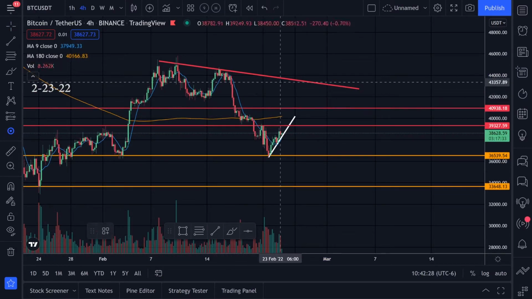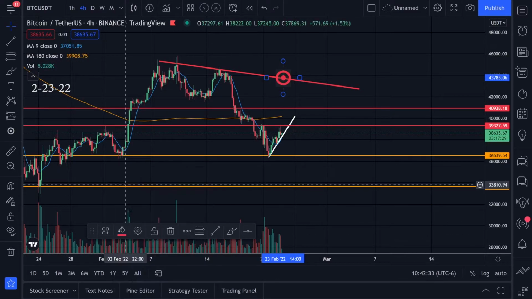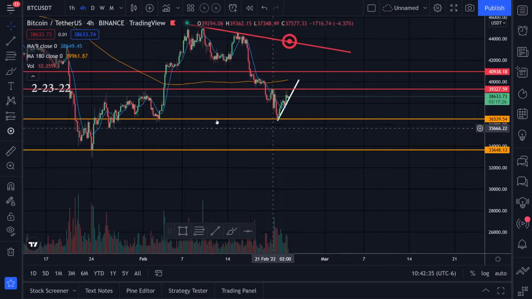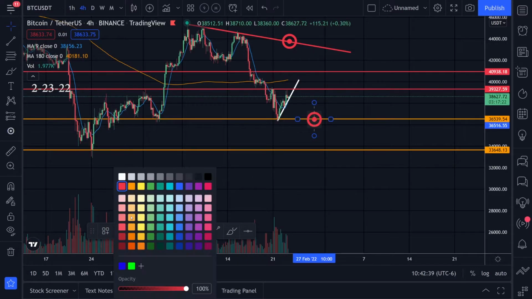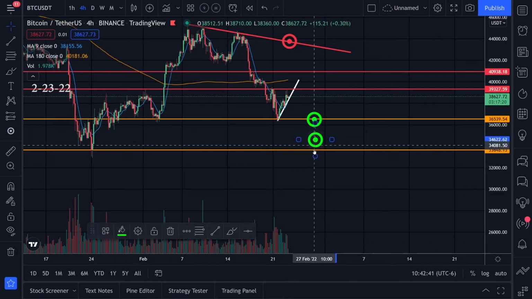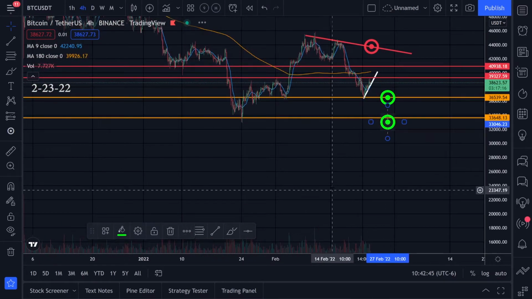In general, I think this is the target going to the upside. Let's go ahead and do this red. And then these ones are the targets going to the downside, and we'll do these green. So I think these are the spots that I'm looking at in general, going down and going up.